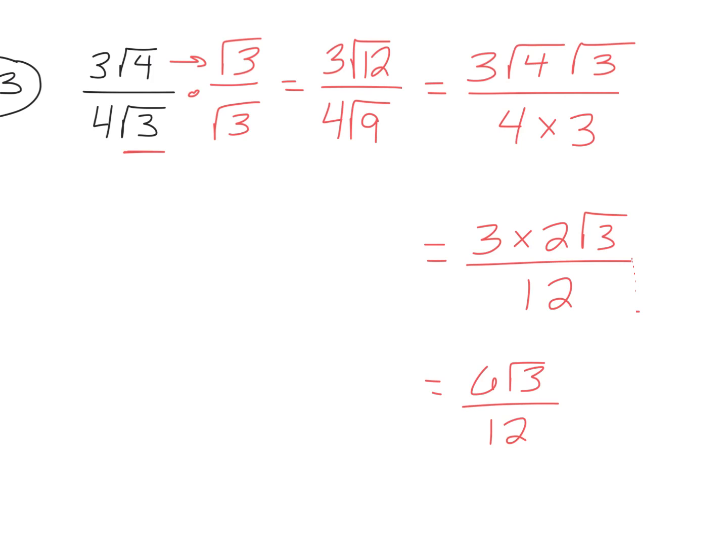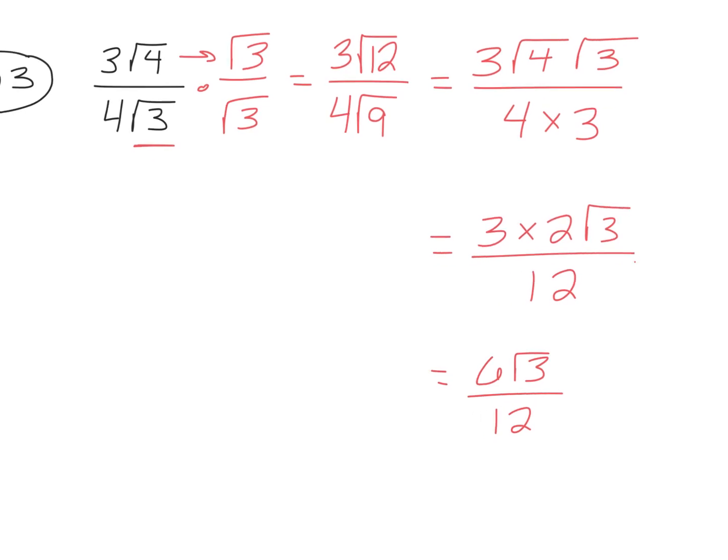Can I keep going? You can? Yeah, what can I keep doing? Simplify. Yep, the 6 and the 12. What goes into both 6 and 12? 6. 6 goes into 6 once. 6 goes into 12 twice. So our final answer is square root of 3 over 2.